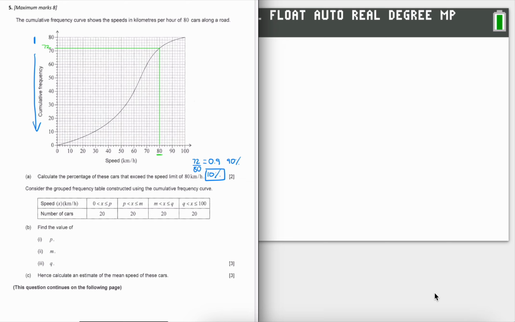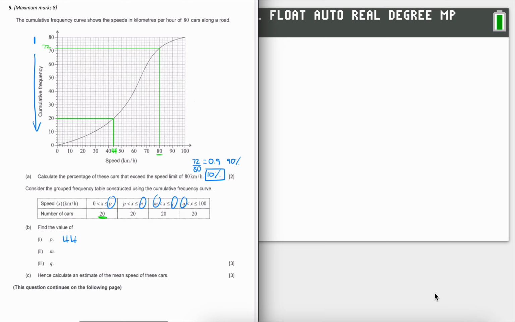Then we need to work out the values of P, M, and Q. So they're the boundaries between our groups. To do this, we're going to need to again draw lines onto our diagram. The first one is that we have 20 cars. So 20 cars, if I go across from here, there's 20 cars in the first group. That means that the first group goes up to 44. So this value here is 44.